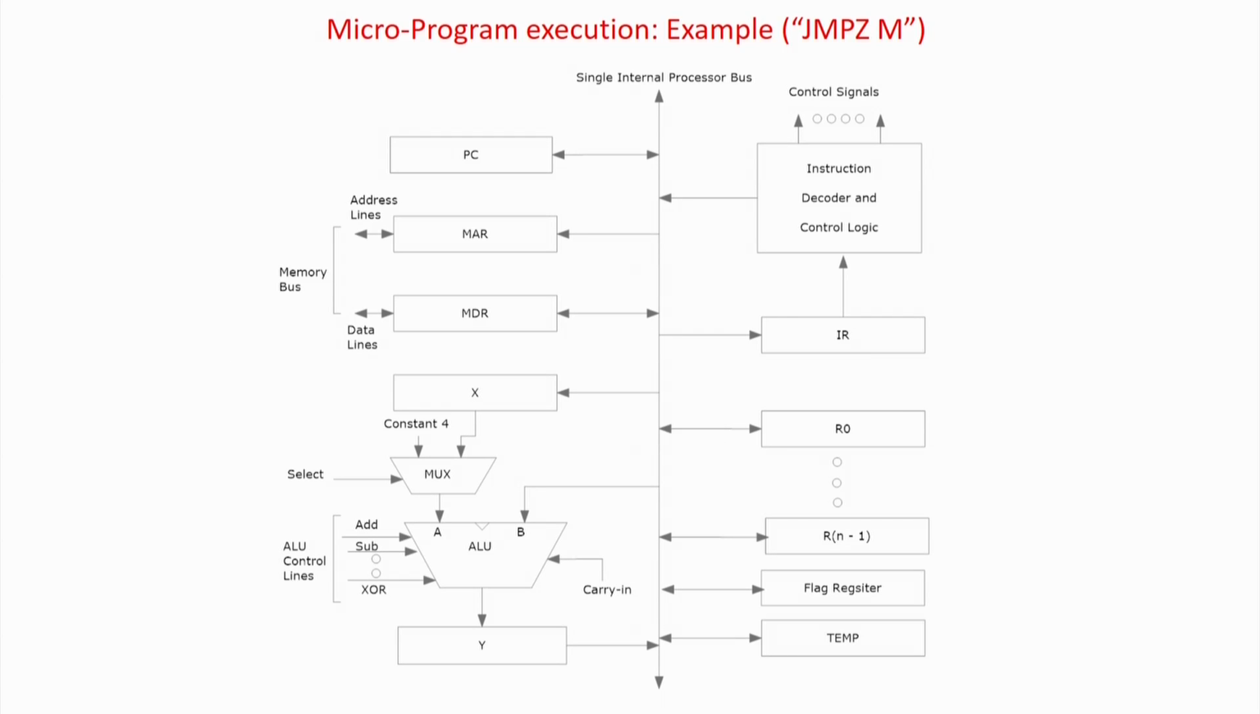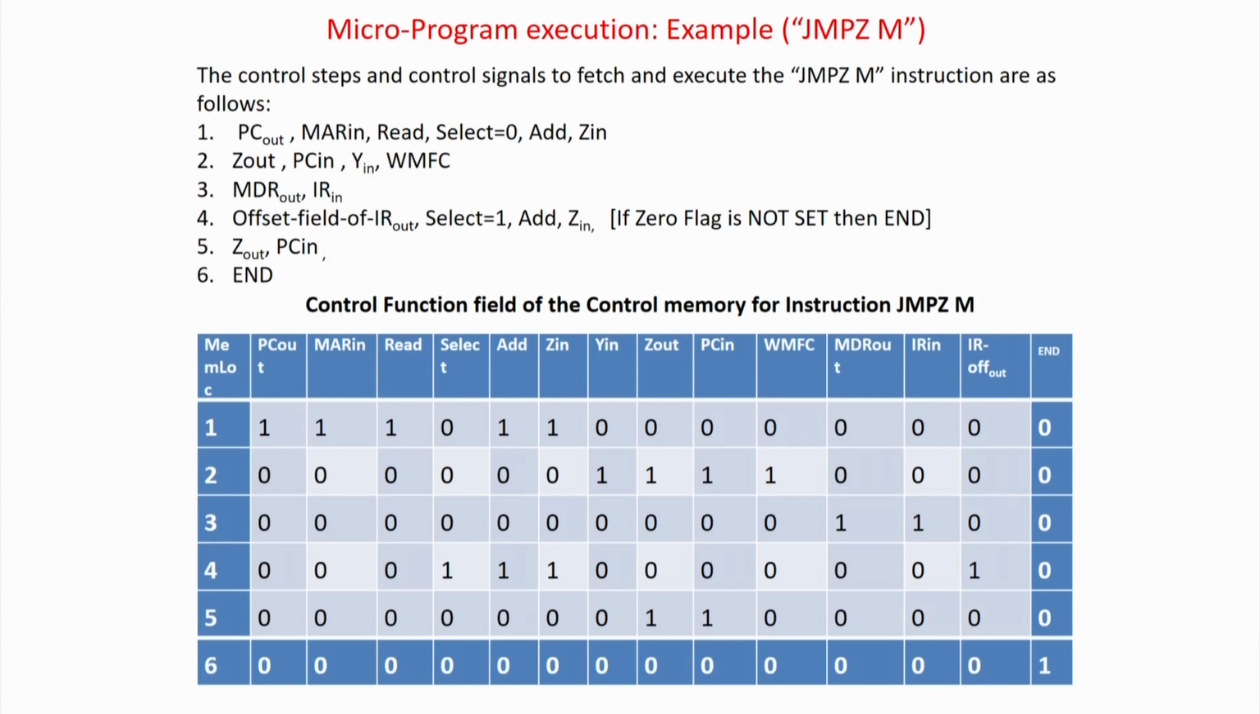And this is the example of a single bus architecture. We have discussed this many times, just have a look at it, because we will be discussing our example of jump on Z to M on this bus architecture. Again recollecting from some two or three lectures back, what does jump on zero do?